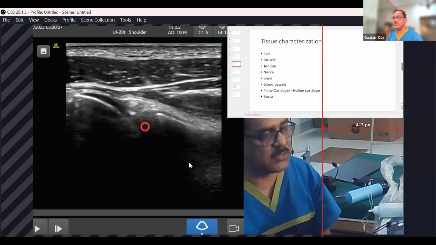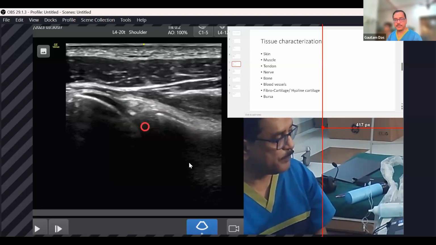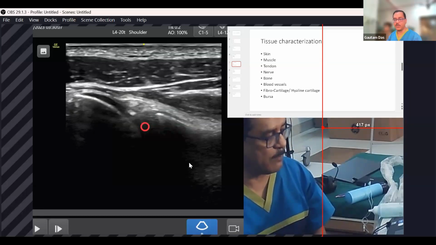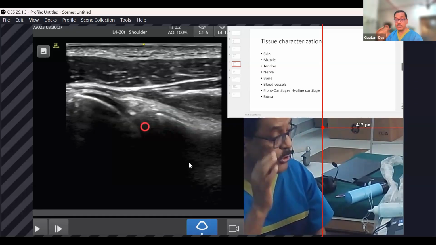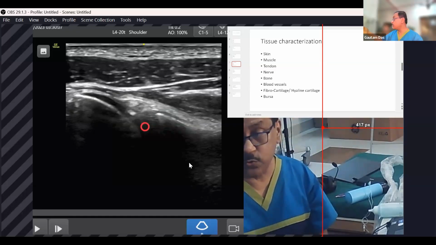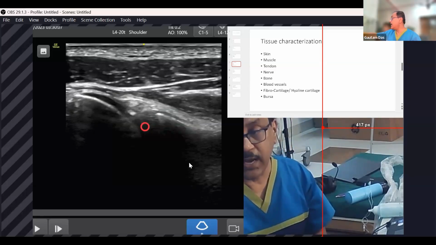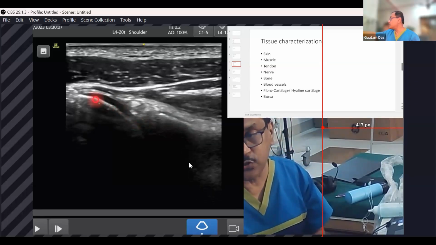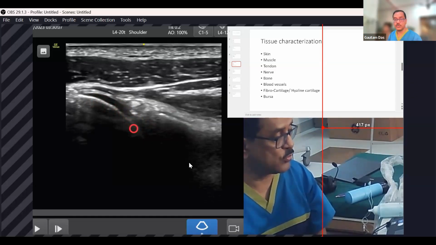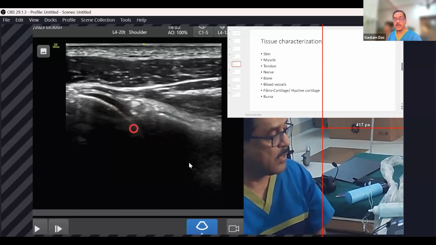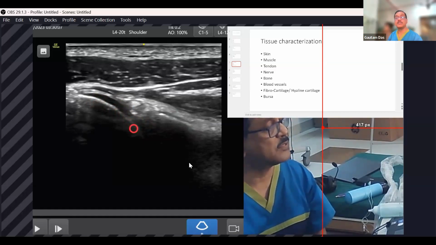So fibrocartilage looks hyperechoic, bright white. Meniscus is a fibrocartilage, will be looking bright white. Acetabulum labrum, fibrocartilage, you'll be seeing as bright white. Here also glenoid labrum, we are seeing as a fibrocartilage, bright white. Whereas hyaline cartilage will also be seen in different joints. It will be looking hypoechoic, dark. That is your hyaline cartilage.